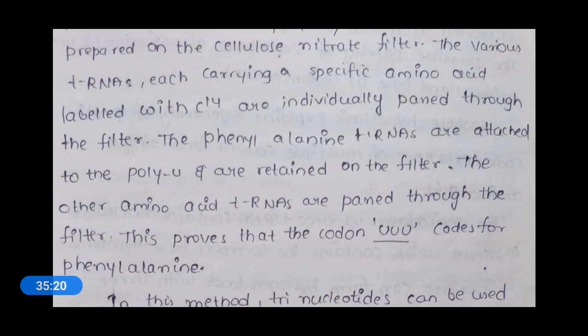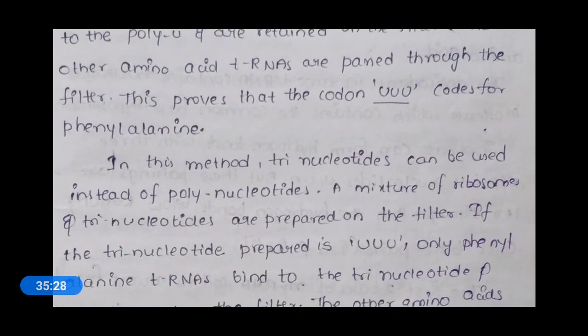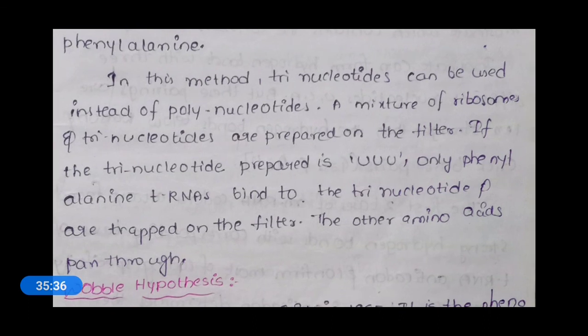So by using this poly-U, they once again proved that phenylalanine is produced by this particular triplet codon. In this method, trinucleotides can be used instead of polynucleotides. Instead of poly-U they used trinucleotides, and a mixture of ribosomes and trinucleotides is prepared on the filter. Till now we have discussed the first phase, with poly-U, and now with trinucleotides.